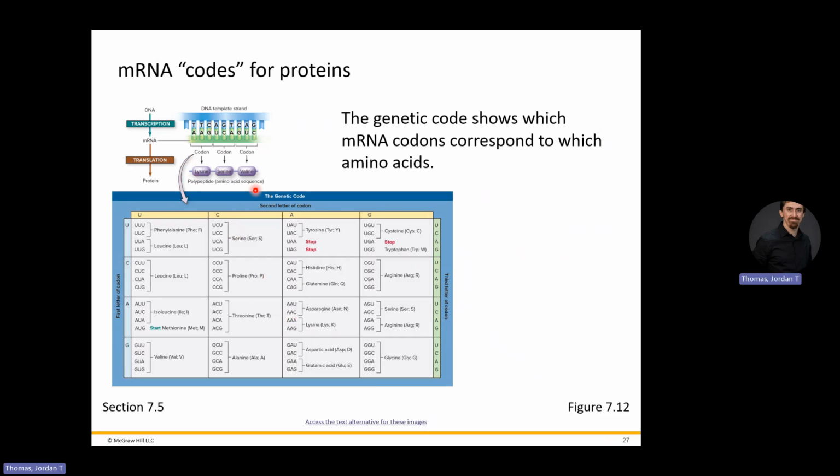First letter is on the left, second letter is on the top, third letter is down the row, or down the column, excuse me. We do the next one, U, C, A. We start with U, right here. We go across to C, and then we do A, so UCA, we get serine. So this is how we use that table to determine the order of the amino acids.